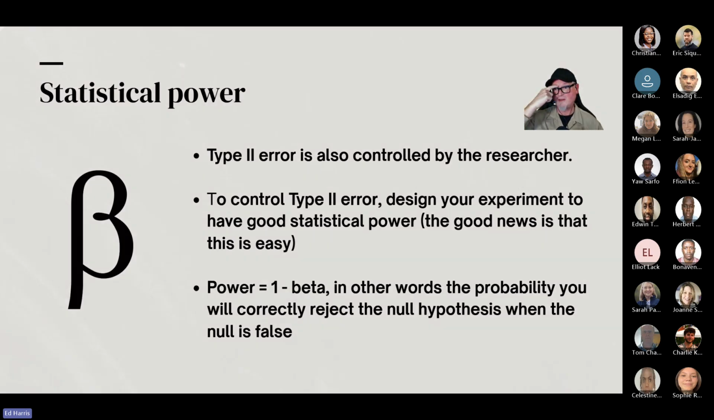The thing we're talking about today is this type 2 error, the beta. Now, this is also controlled by the researcher. Remember, this is the probability of having that false negative. So you're correct, but you failed to reject the null. This is a disaster because you wasted all your time collecting your data. You were right, but you don't have any evidence to show for it.